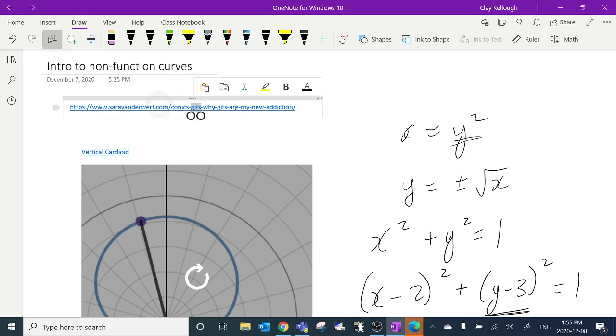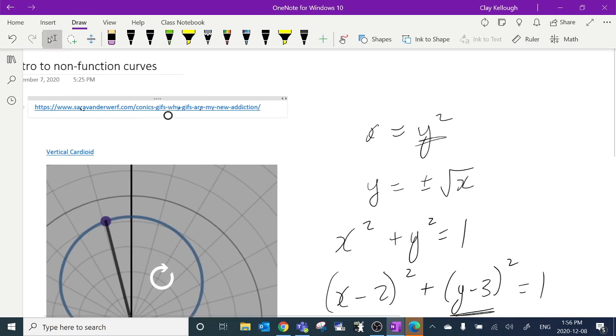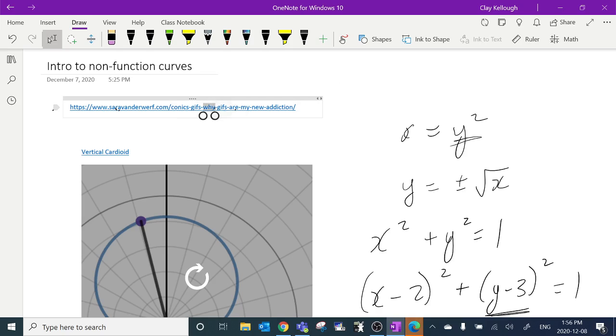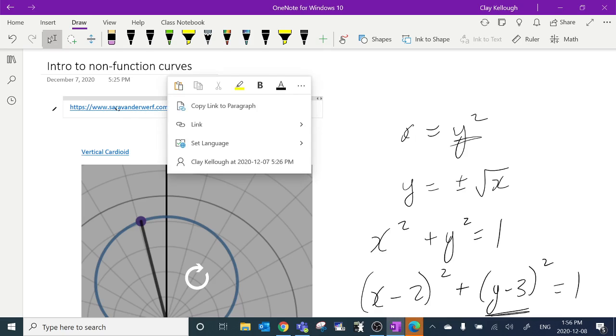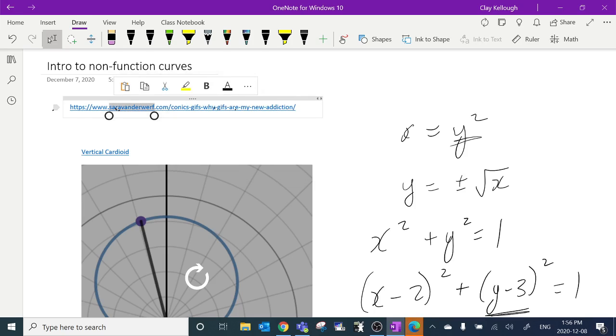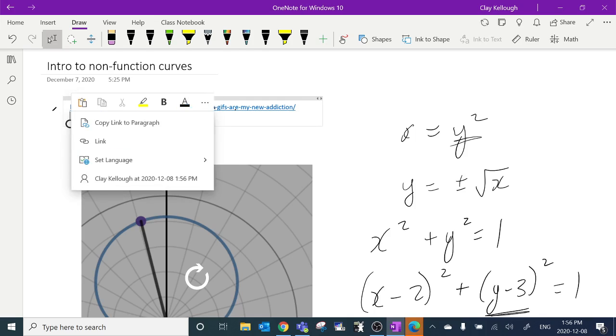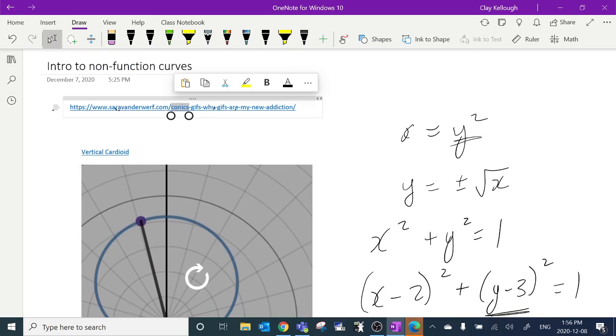Come on, open. How do I make this open? Why won't you open? No, that's not making it open. I don't know what I'm doing wrong. Copy link to paragraph. No, I don't want to do any of those things. Why can't it just open? It is a hyperlink. Okay, I'm about to give up. This is just sadness. Okay, never mind.